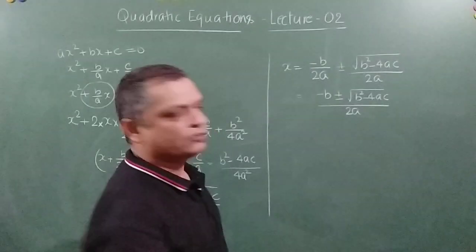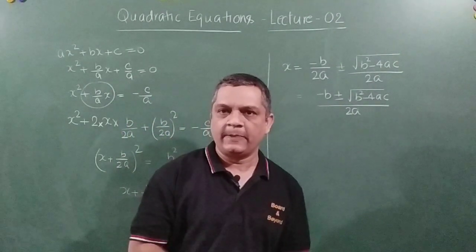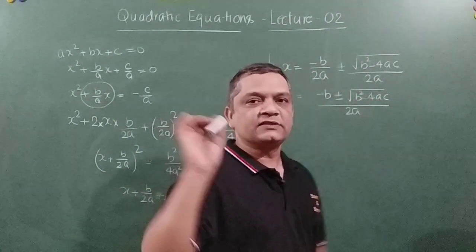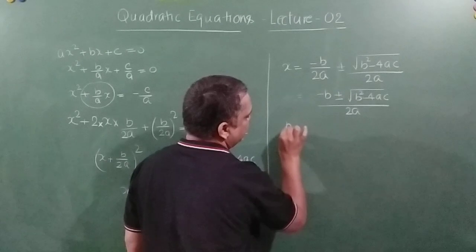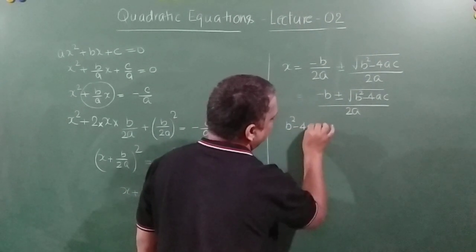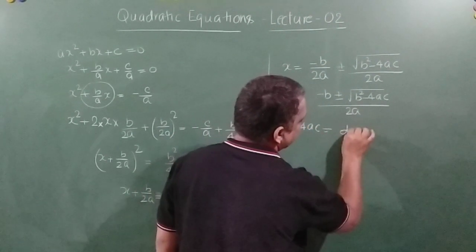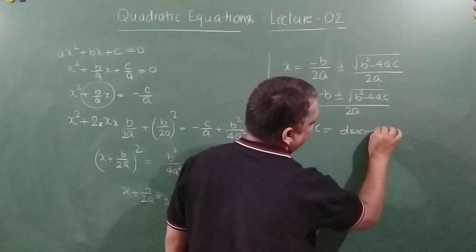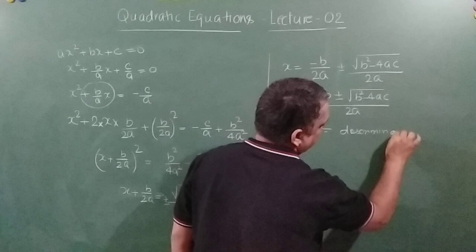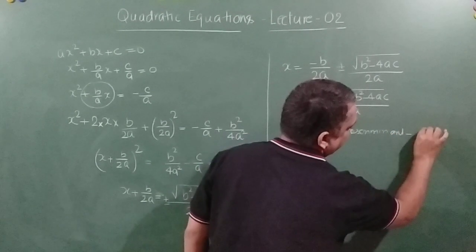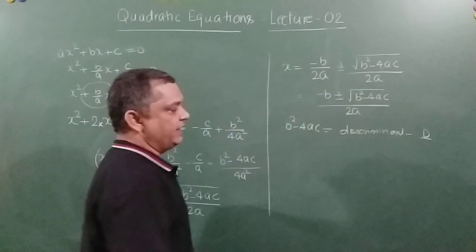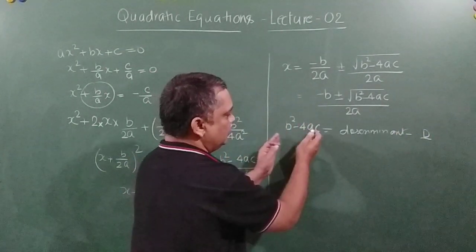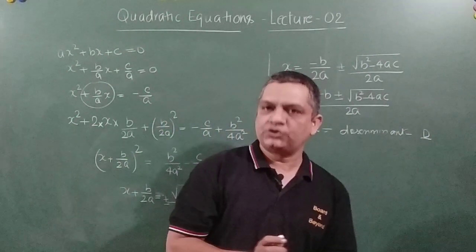So before coming on to the values, let us understand one more concept here. Okay. The concept is this term, that is b square minus 4ac. Okay. B square minus 4ac is called discriminant. And which is denoted by capital D. Right? You're getting it?